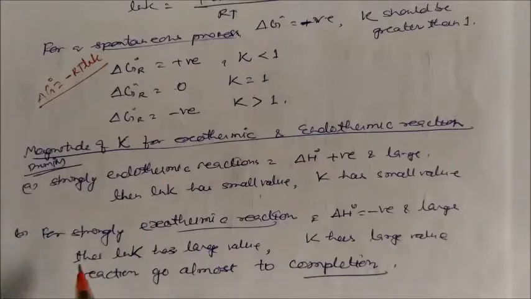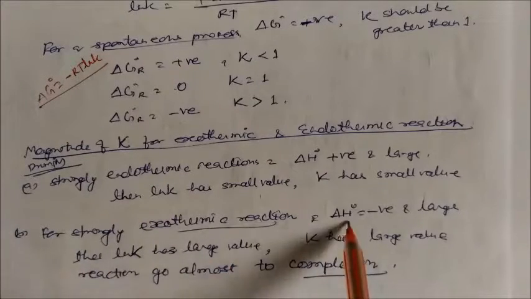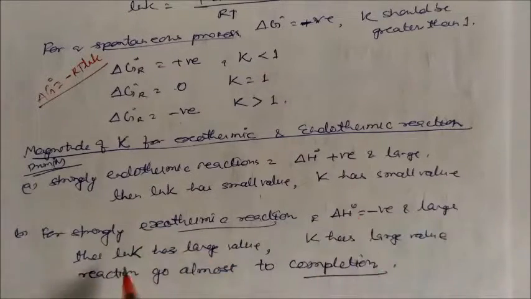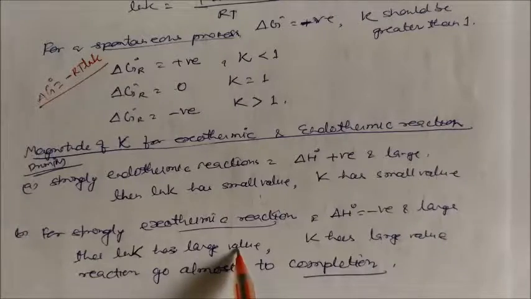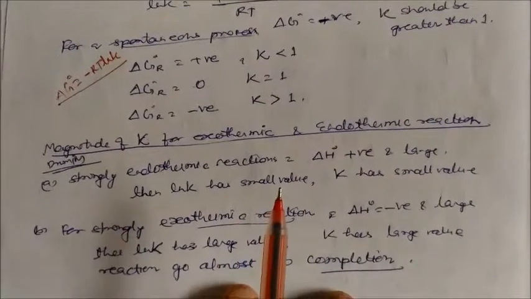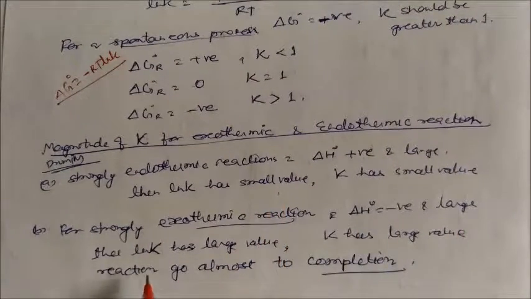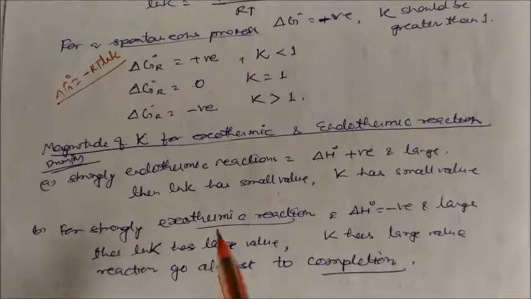Similarly, if it is a strongly exothermic reaction, delta H will be negative and large, then natural log K will also have a large value. Then K has a very large value. This means the reaction will almost go to completion. So this is the main significance of that reaction.